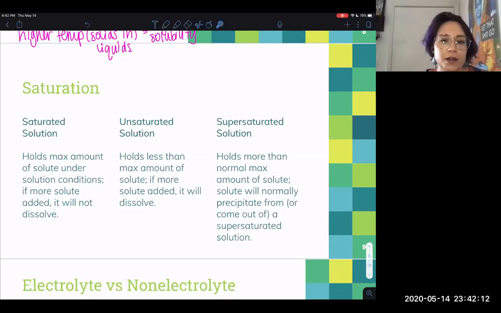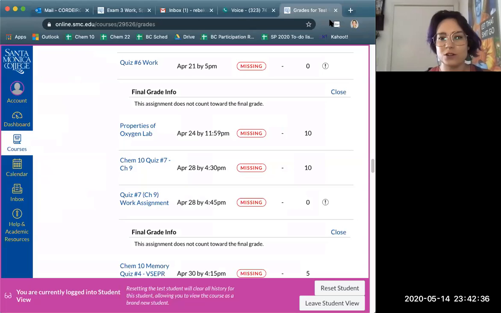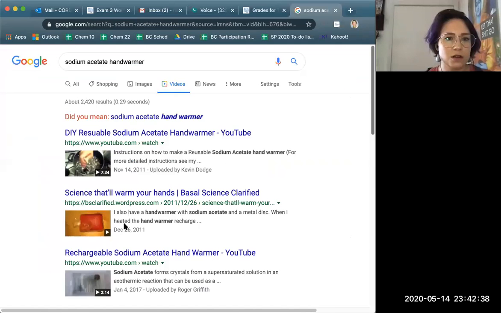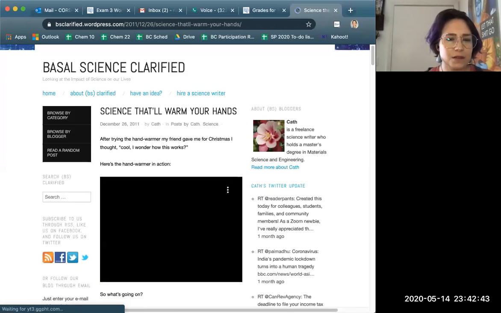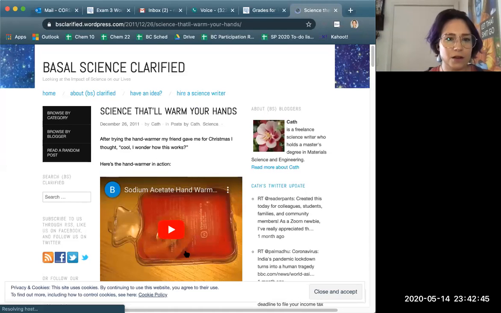I can just probably find it. A sodium acetate hand warmer, because not everybody knows what I'm talking about. You can also make one on your own, but I'll show you a video first. It's kind of important to see it because you can understand what supersaturated solutions are. Okay, so this is the hand warmer. Let's see.